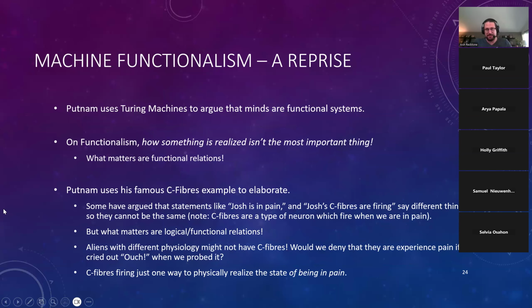And this is where Putnam comes in. When Putnam comes into the picture, Putnam says, look, minds are functional systems like computers are. And it doesn't matter what the mind is made of, how it's physically realized. What matters is how the system functions. Any questions so far?